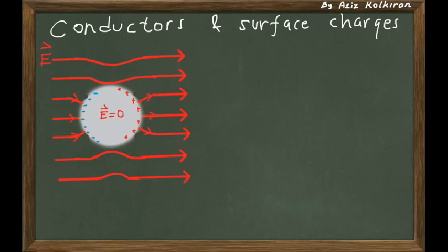Again, the electric field inside is equal to zero. I remind you that even outside, the electric field is non-zero. Whenever you put a metal or a conductor inside an electric field, inside the conductor, the electric field is always zero. Whether it is charged or not, whether it is in an electric field or not, the electric field inside a metal is always zero. There is no exception. Okay?